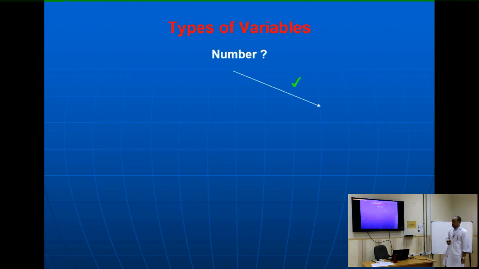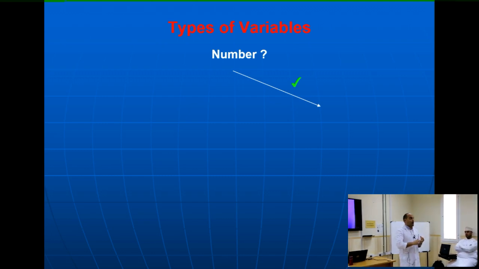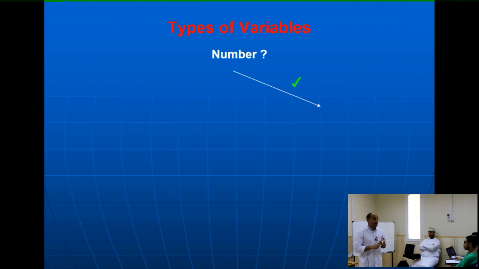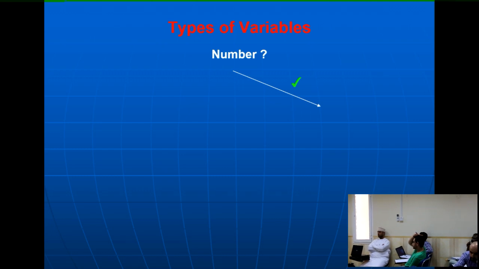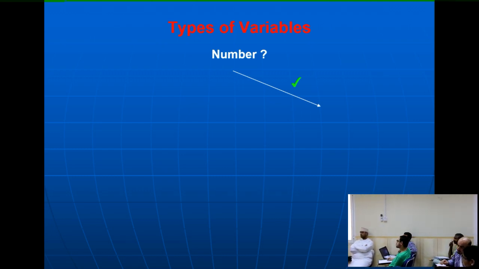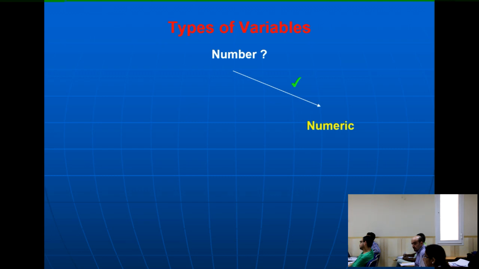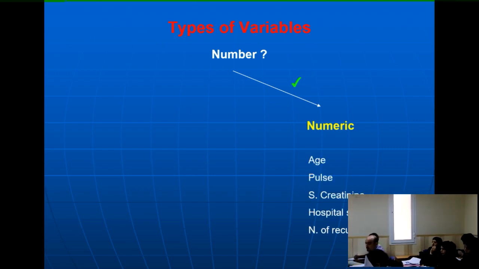What are the types of variable? For any variable, ask yourself first: is it numeric? Does it have numbers or not? What about height? Yes. Weight? Yes. Hemoglobin? Yes. Creatinine? Yes. All of those are numbers. It will be numeric, which is continuous, which is scale. There are many names, but it's numeric. On SPSS, it's named scale. Examples: age, pulse, serum creatinine, hospital stay, and all of those.